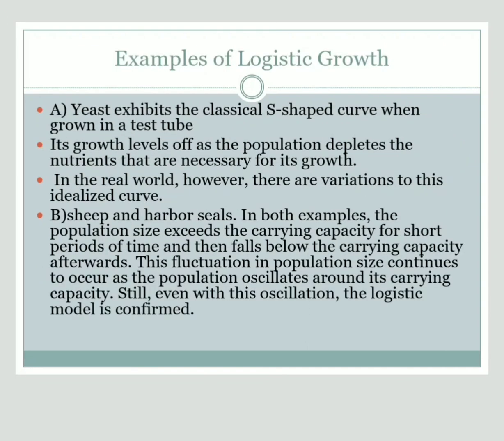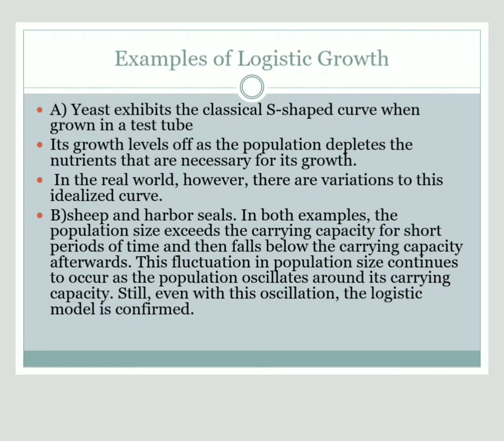Okay, next, let us see some examples. Yeast, a unicellular fungus, will show the S-shaped curve. We know that when it grows in a test tube, it shows the S-shaped curve. Its growth levels off as the population depletes the nutrients that are necessary for its growth. In the real world, it is different.